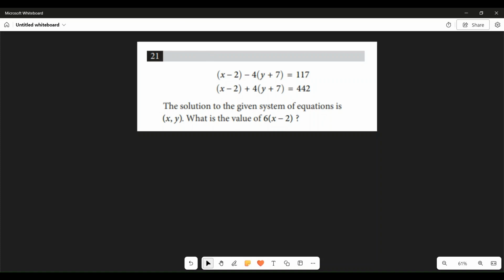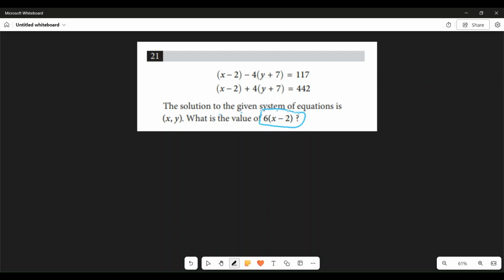This is from the 2024 Practice Bundle 6, Module 2 of the Math section. The solution to the given system of equations is x comma y. What is the value of 6x minus 2? And then they give us two equations here that look very similar, and they're basically asking us to find the value of this expression, right?